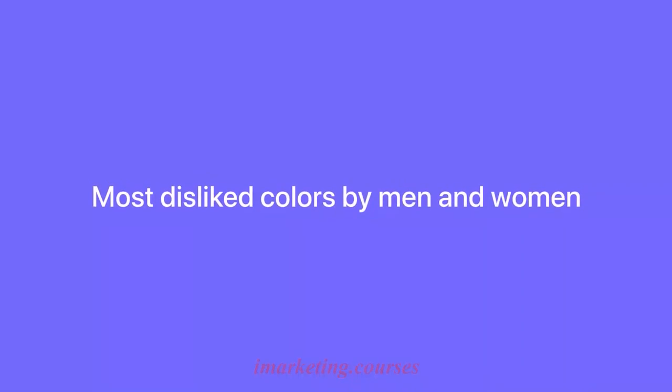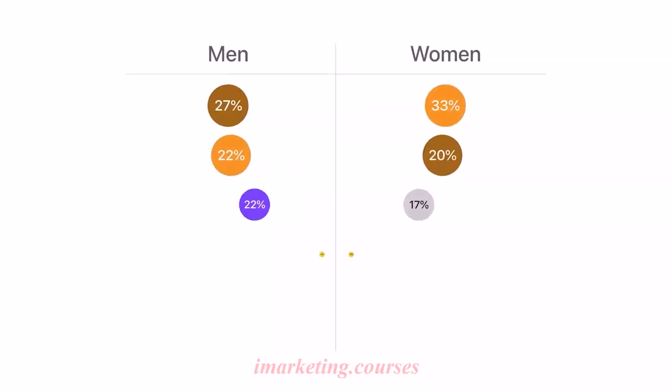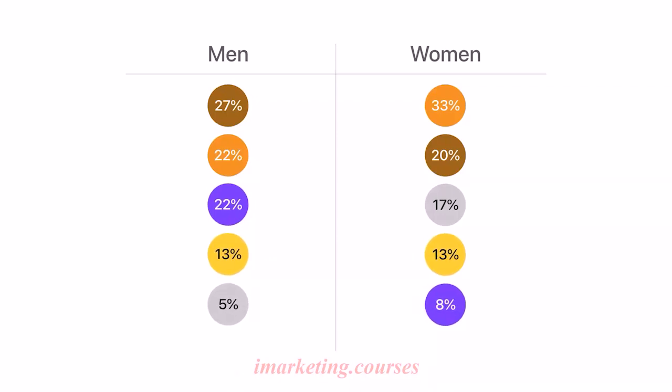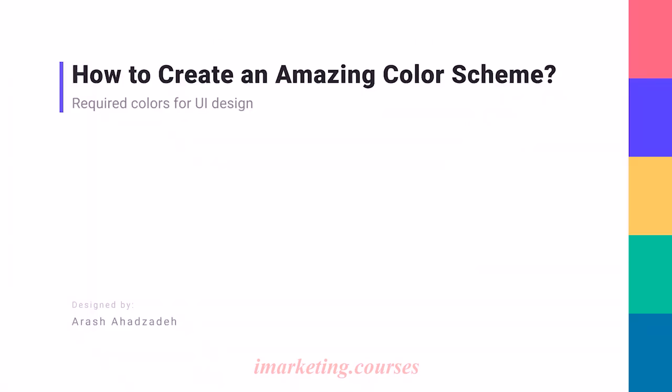Now let's compare the most disliked colors by men and women. As you can see, brown and orange are the least favorite colors for both men and women. So next time you want to create a color palette, you could first do a little bit of research to find out who your target audience really is, and based on what you found, you could pick your colors easily.